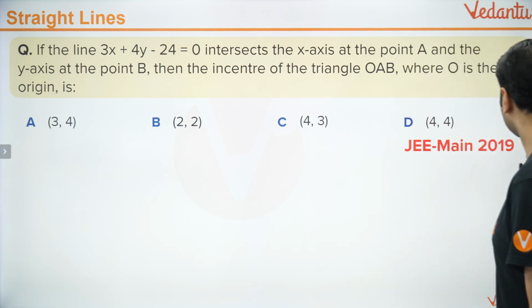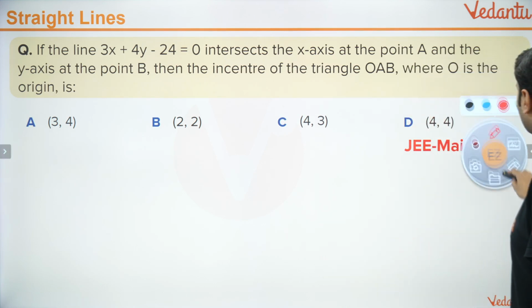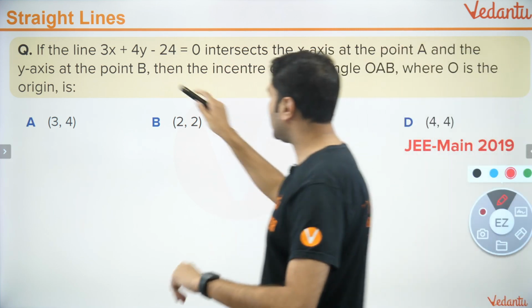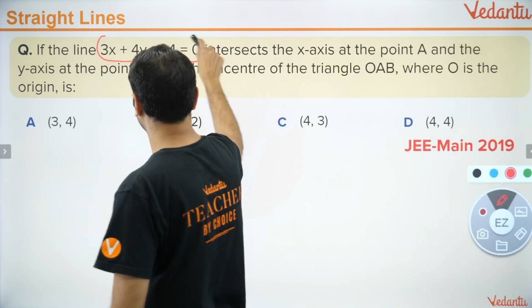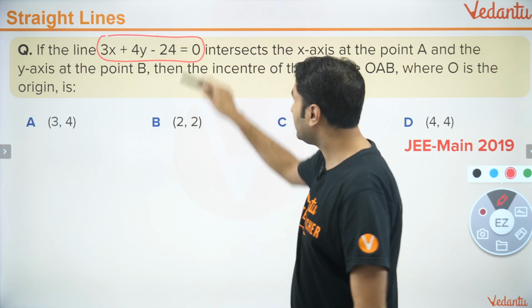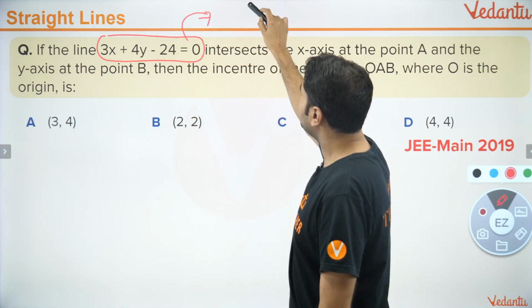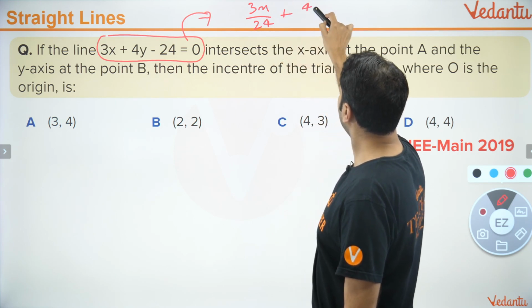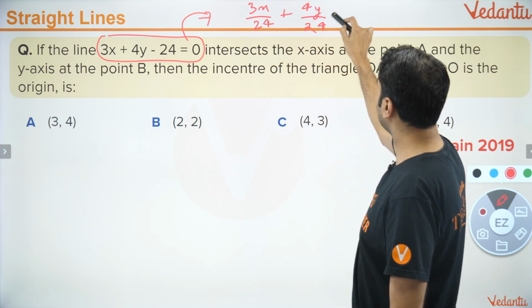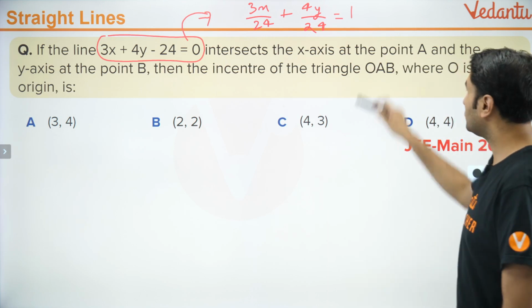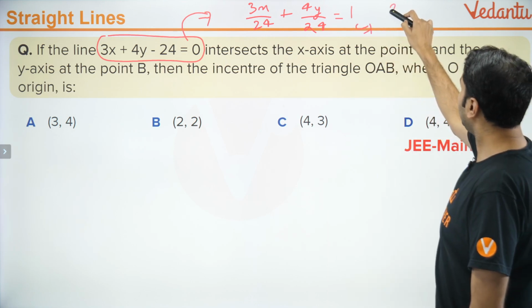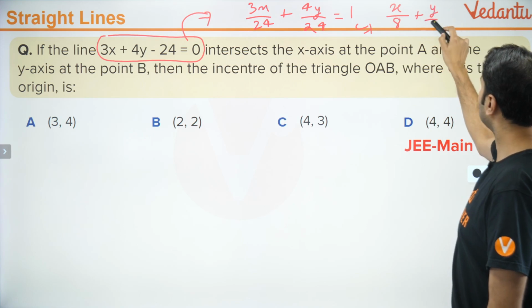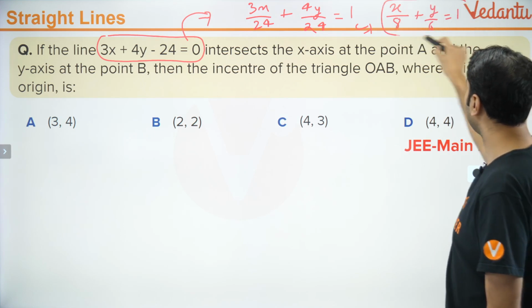Now look here. If the line intersects the x-axis, first look at the line, a very beautiful line. You can imagine this line as 3x upon 24 plus 4y upon 24 is equal to 1. Agree? So this actually is x upon 8 plus y upon 6 is equal to 1. All of you can make this line.